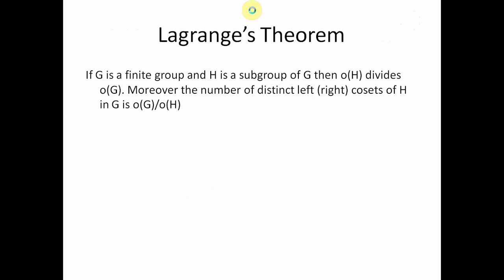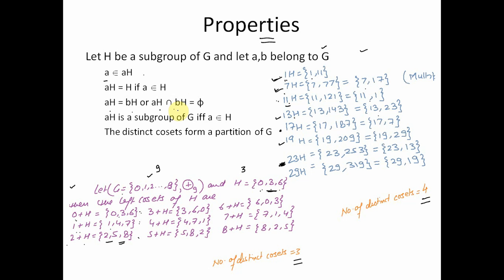So this property is satisfied in these examples, but we are going to see that this is true for any case. Then the number of distinct left or right cosets of H in G is order of G divided by order of H. Let's first verify it from the examples. Over here, order of group is 9, order of subgroup is 3. So 9 divided by 3 gives me 3 distinct cosets.